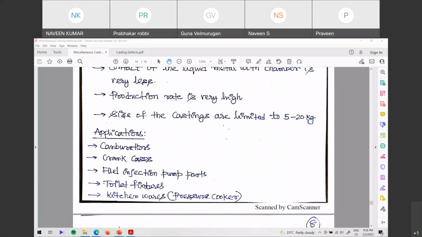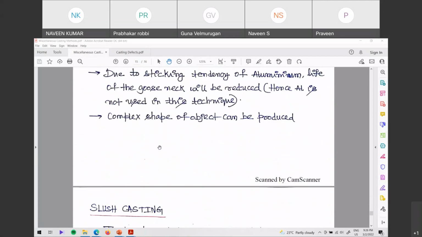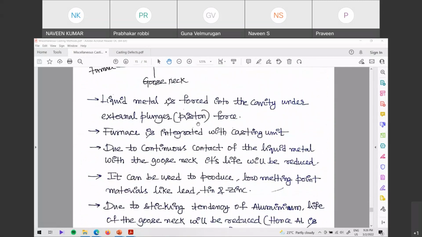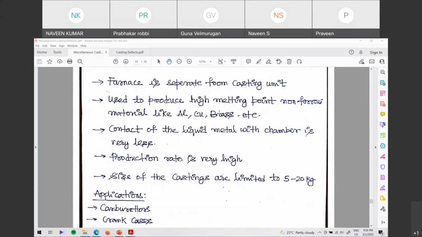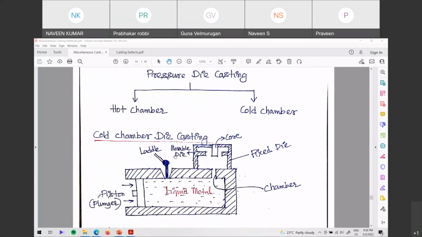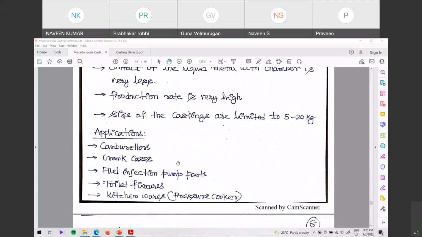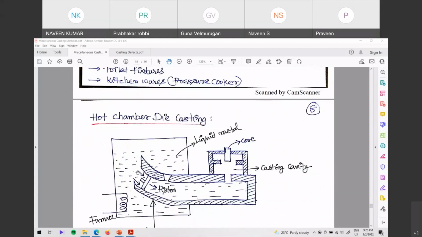And in hot chamber die casting, complex shapes can be manufactured. One point that you have to take away from here is that in hot chamber die casting, low melting point materials are used. In cold chamber die casting, high melting point materials are used; low melting point materials cannot be used here. That is the important point.